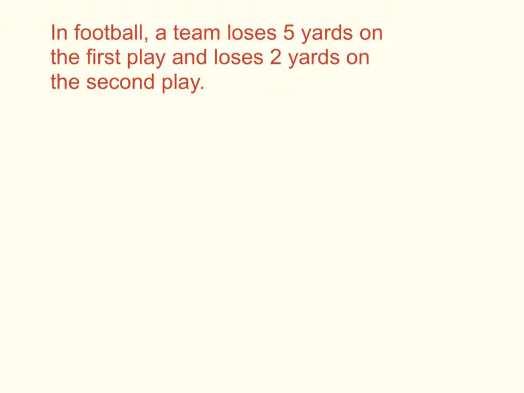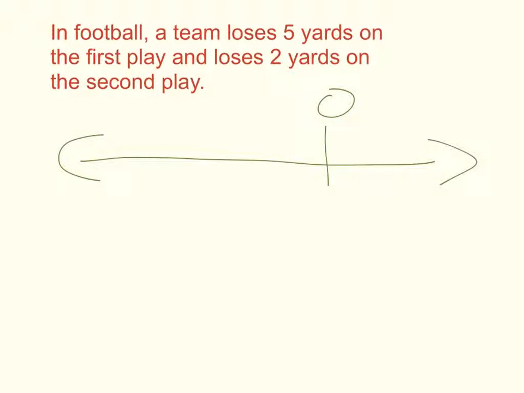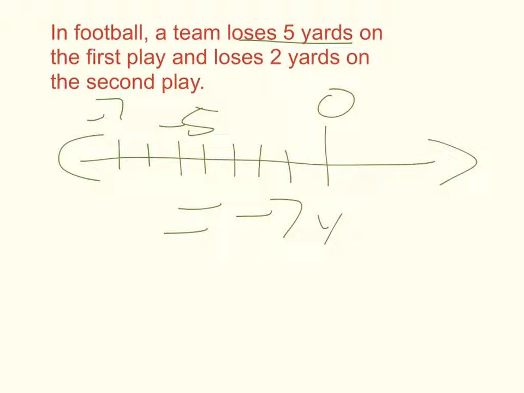If we were to solve this using a number line, the play would start at 0. Now, first it says they lose 5 yards. So that would bring us back by -5. Then they lose 2 more yards, which would bring us back to -7. So they have lost a total of 7 yards.